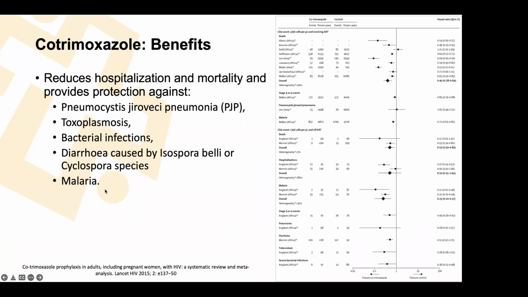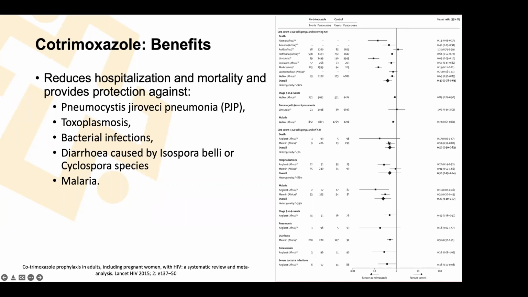And importantly, in the African context, it also has some benefit in preventing malaria. That's why in certain African regions, the eligibility criteria for cotrimoxazole goes up to a CD4 count of less than 500, mainly to get a dual benefit: to prevent specific HIV-associated opportunistic infections, but also to reduce the incidence of malaria in those particular countries.